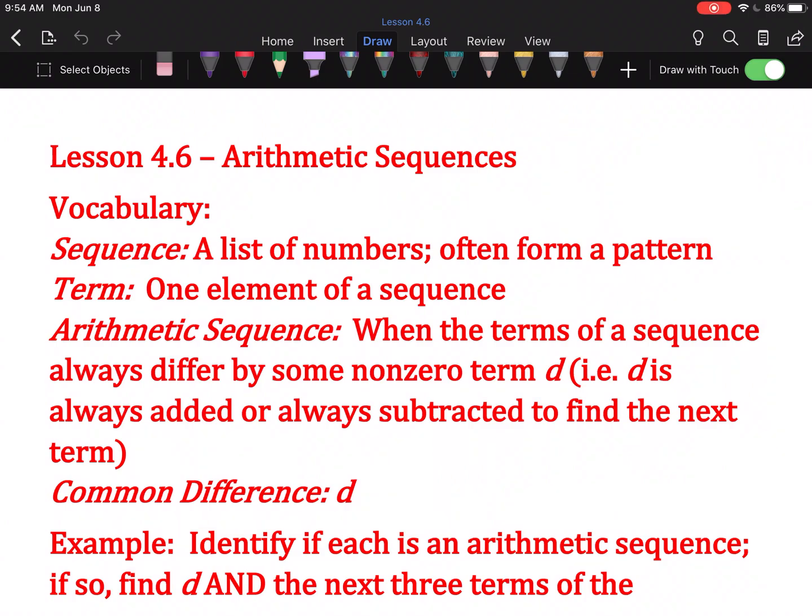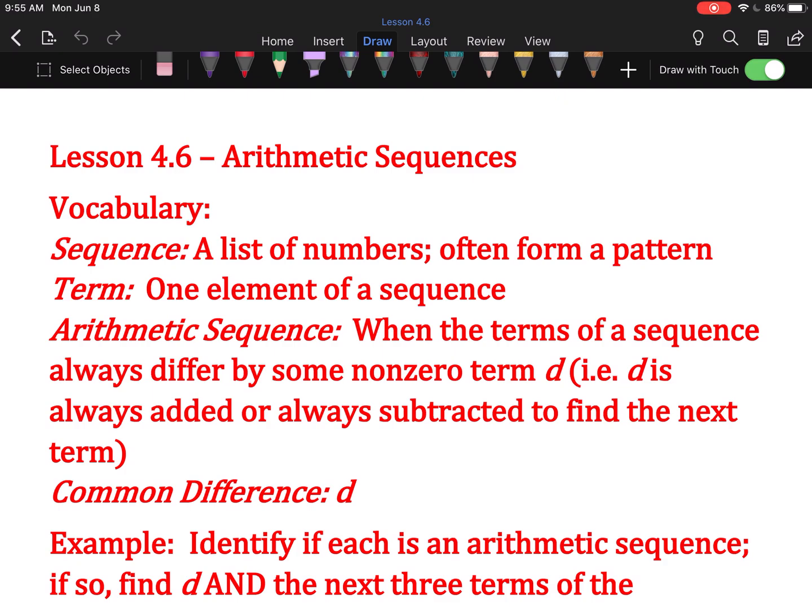Our last lesson for Chapter 4 is dealing with arithmetic sequences. This is brand new, to a certain extent. So, a sequence, lots of vocabulary here. A sequence is a list of numbers. Ideally, there's going to be a pattern. A term is one element of a sequence. So if I gave you the sequence 1, 2, 3, 4, 5, then 1 would be the first term. 2 is the second term, so on and so on.